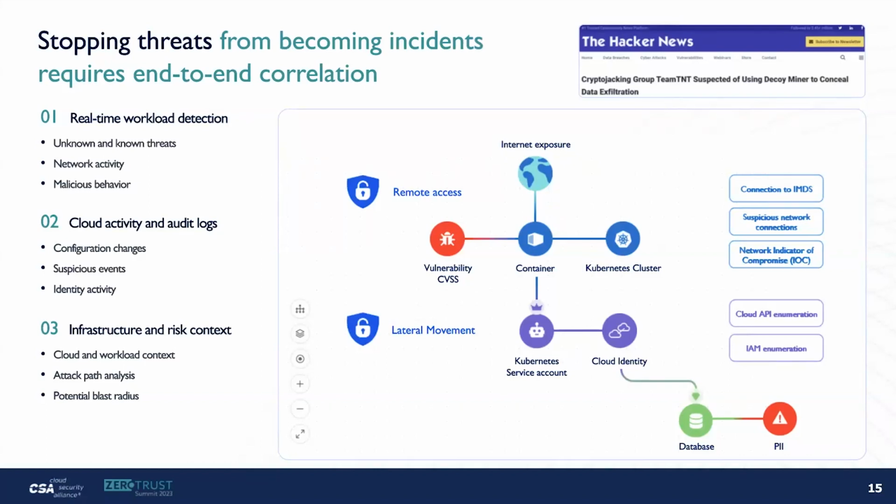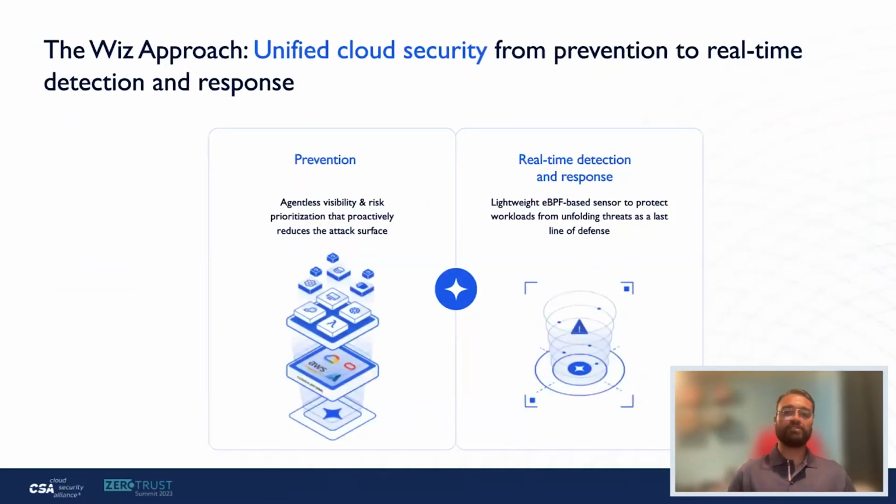And you need to have this sort of correlation to cover the end-to-end attack path to allow us to effectively respond and detect to threats. And that's the Wiz approach. It's a unified cloud security approach to cover you from prevention to real-time detection and response.